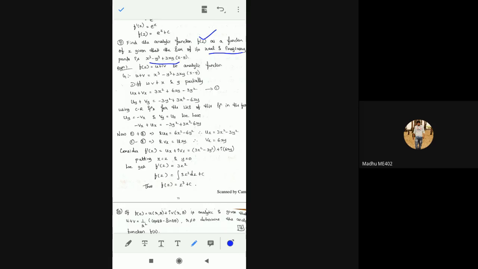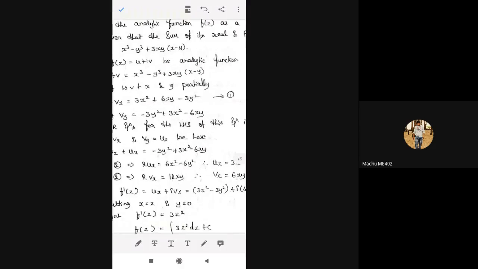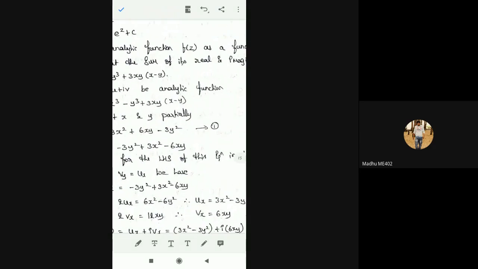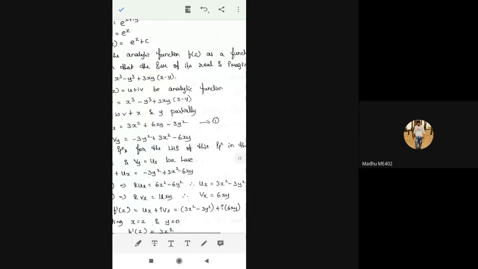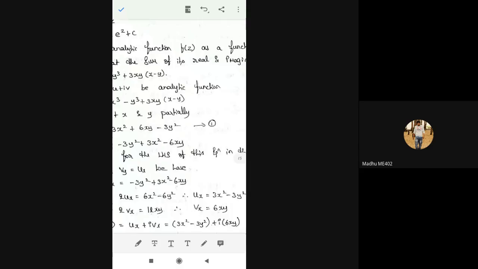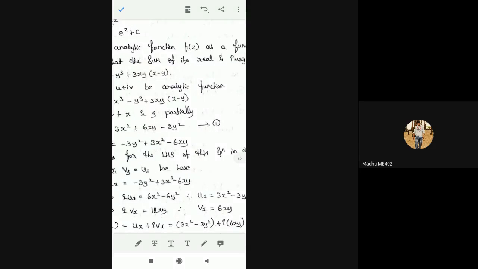Okay, see, they have given the sum of its real and imaginary parts. Real is nothing but u, imaginary is nothing but v. So u plus v is equal to x cube minus y cube plus 3xy of x minus y. So what we need to find? Analytic function. That means f of z we need to find. So first we will simplify and write this u plus v. So what is u plus v? x cube minus y cube plus 3xy of x minus y.